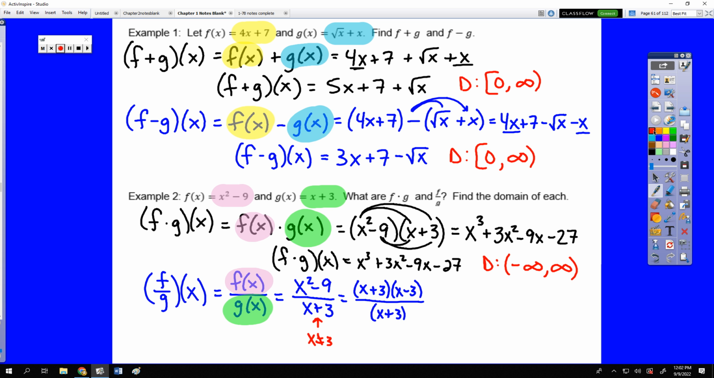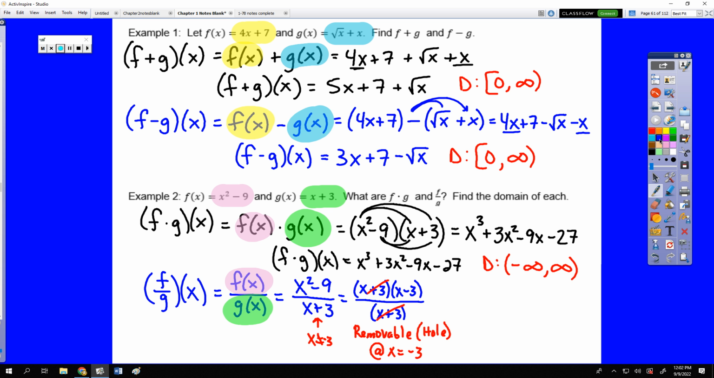And then the x plus 3's cancel. So what does that mean? That means, or it can't be negative 3, sorry. That means that there is a removable discontinuity, or hole, at x equals negative 3.